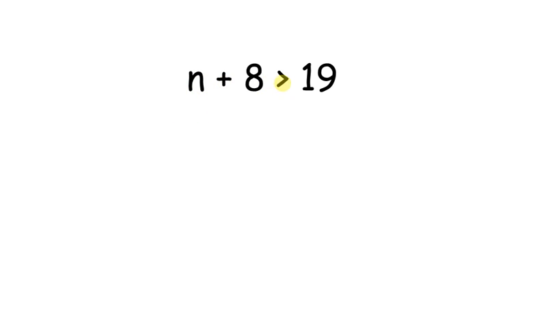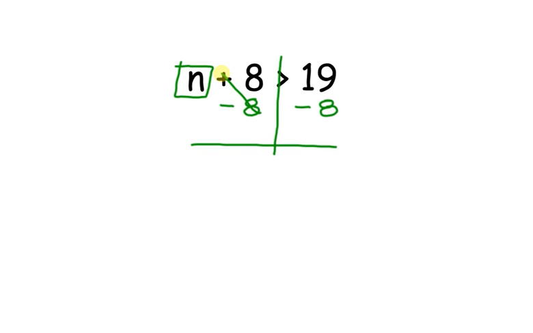n plus 8 is greater than 19. Put a box around the variable. Okay, there's a plus 8 next to it. The inverse of plus 8 is minus 8. Whatever I do to one side, I have to do to the other. The 8's over here cancel, and I'm left with n. And instead of equal, I have this sign right here. I just copy it down. 19 minus 8 is going to be 11.